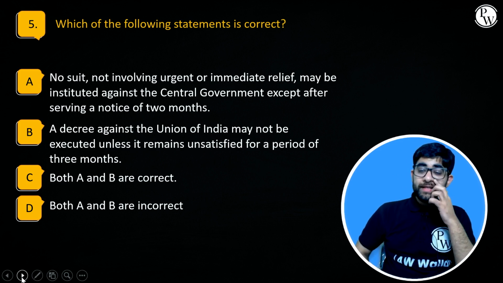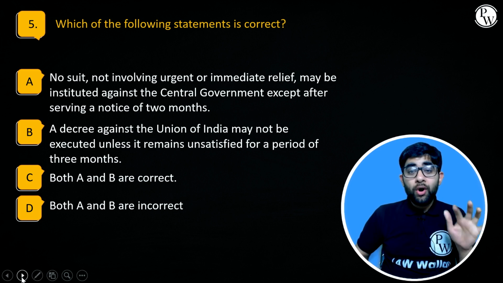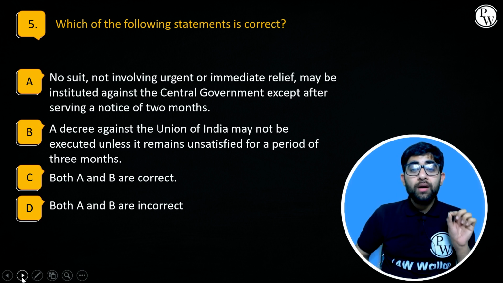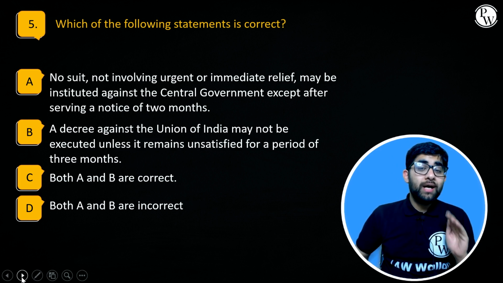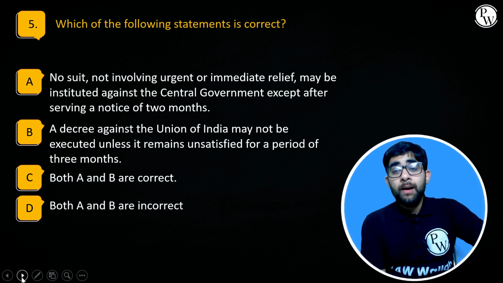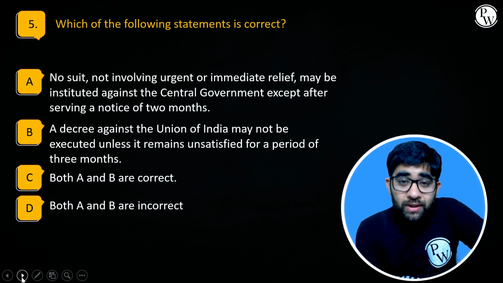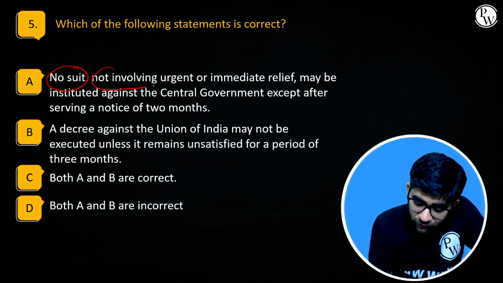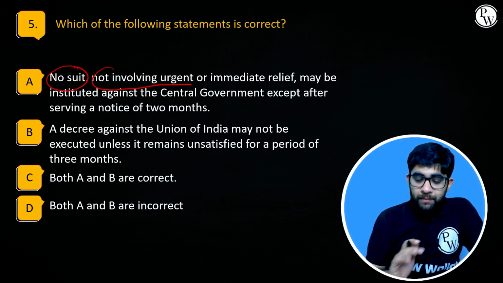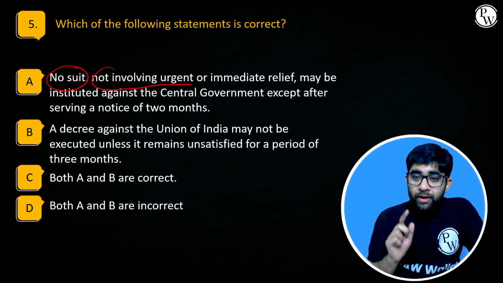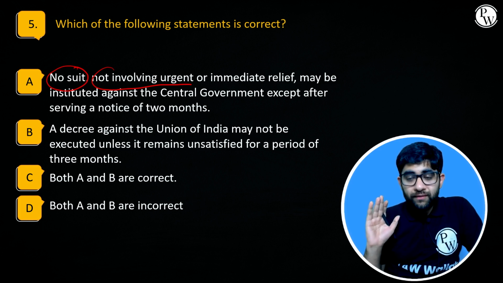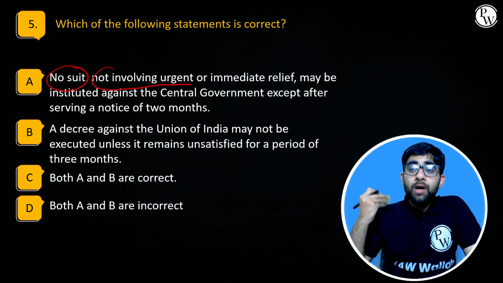Next, which of the following statements is correct? No suit not involving urgent or immediate relief may be instituted against the central government except after serving a notice of 2 months. A decree against the Union of India may not be executed unless it remains unsatisfied for a period of 3 months. Both A and B are correct and both A and B are incorrect. In this situation, see, no suit not involving urgent. So that means it is a normal simple suit. So if there is an urgency, I have already told there is an exception to section number 80. Notice that if there is urgency, then you can dispense with the service of notice of 2 months and you can directly approach the honorable court.